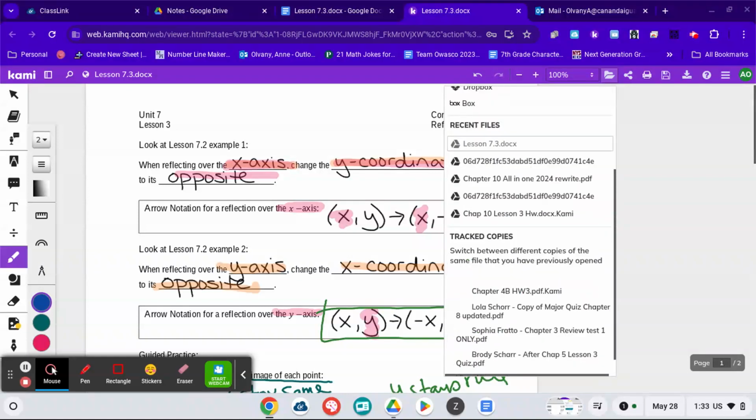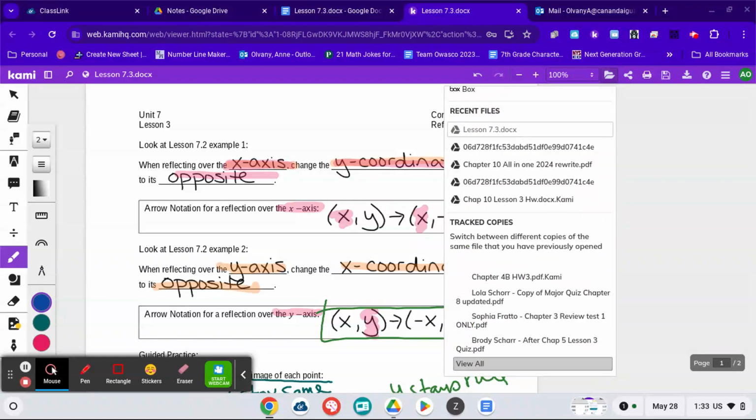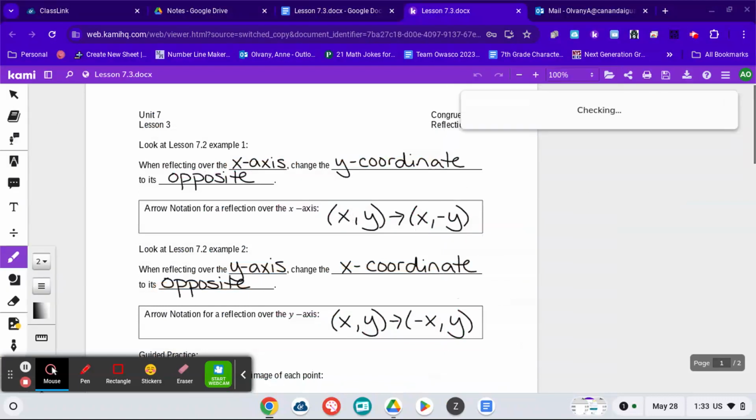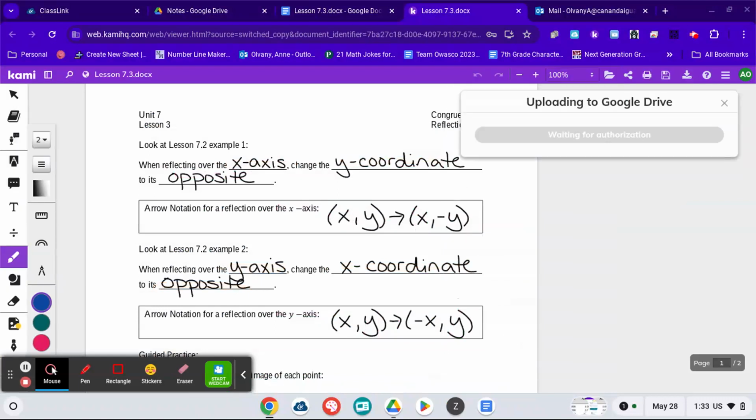Okay, here we go. This is lesson 3. Yay, I finally did it.